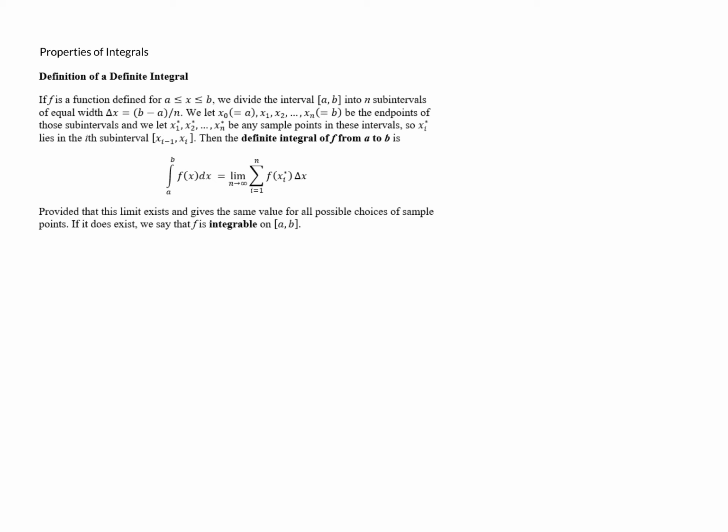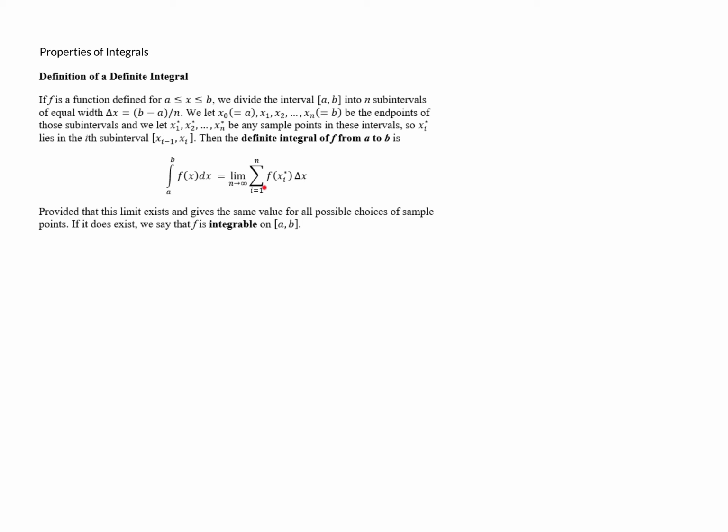So we've got these sample points, and remember that we could pick any sample point in each of the subintervals, and it's the same. So then, the definite integral of f from a to b, that is the thing we're defining, is written like this: the integral from a to b of f of x dx, and it's equal to the limit as n approaches infinity of the sum as i ranges from 1 to n of f of x sub i star delta x. That is how we defined it earlier.